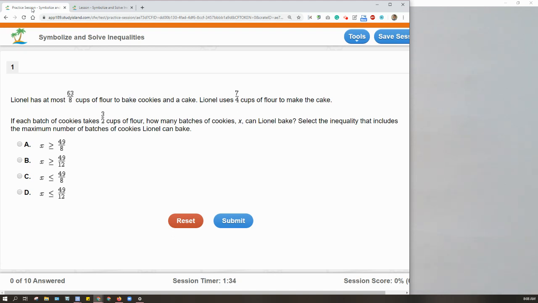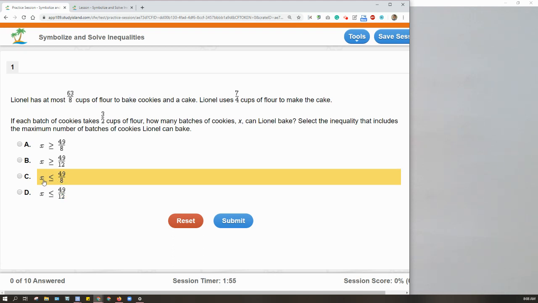So right away, we're talking about a limit to what he can do. He can't cook an infinite number of batches. There's a limit, there's a maximum. So if we're looking at our answers, which ones of these symbols indicate a maximum? And the answer is C or D. Less than or equal to is another way of saying at most.